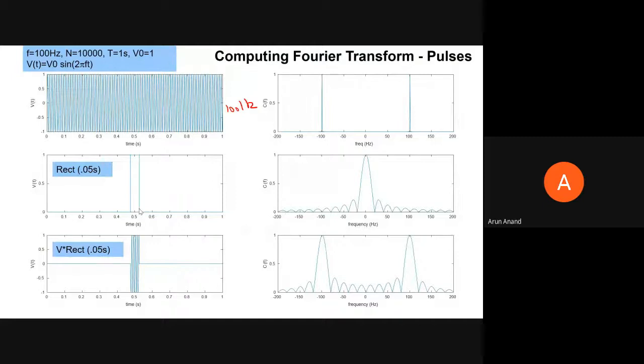Now, the top plot on the left-hand side is a sinusoidal signal of 100 Hertz. The second plot, this is your first signal, this is your second signal. Your second signal is nothing but a rectangular function, the top hat I have already shown you, right? In MATLAB, if you use rect with 0.05 seconds, you will get a rectangular function. So this is the MATLAB function I am using.